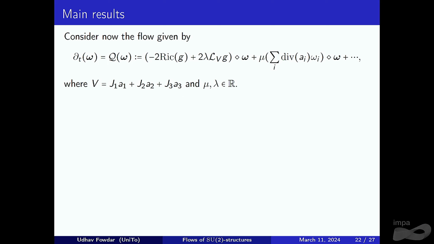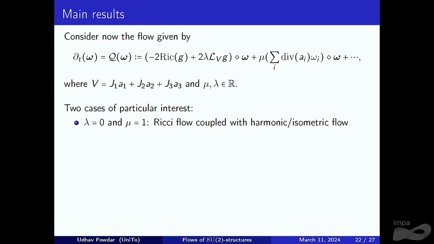Let me go for the main result that we have. The main result is that if you evolve an SU(2) triple such that on the symmetric bit you add minus twice Ricci, so this is a Ricci flow, and to that I add a Lie derivative term, by some vector field V which is coming from the intrinsic torsion, J1A1 plus J2A2 plus J3A3. On the skew-symmetric bit, I just put the same thing as I had before, the divergence condition. If I couple these two equations, and put in some parameters, which I'm going to call mu and lambda, then there are two cases of particular interest.